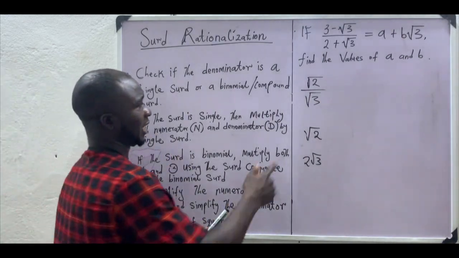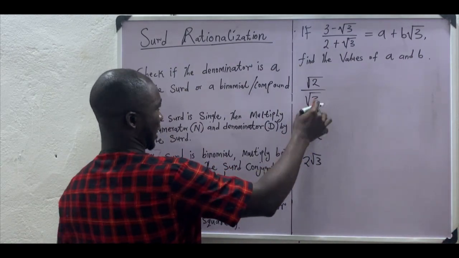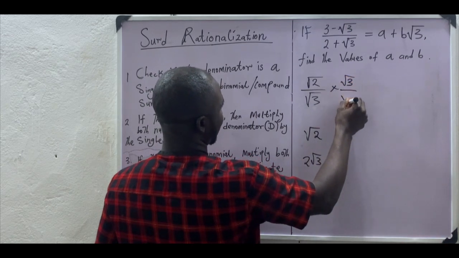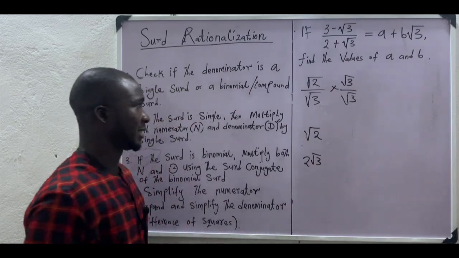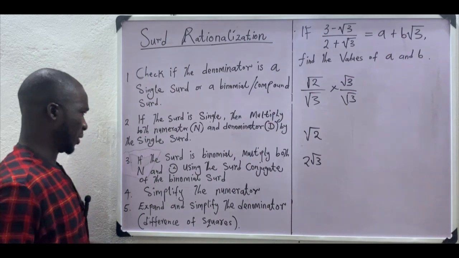So if, for example, I have root 2 divided by root 3, which has a single surd as its denominator, I will simply multiply the numerator as well as the denominator by this single surd. This process will rationalize the denominator.